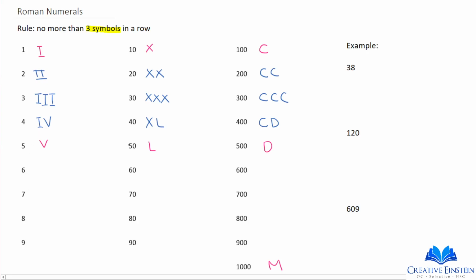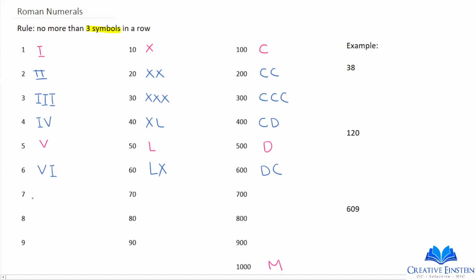Now we've got 5, 50, 500. Let's move on to our sixes. 6 is 5 plus 1, so it's VI. Using that same logic, 60 is 50 plus 10, so it's LX. And 600 is 500 plus 100, so it's DC.